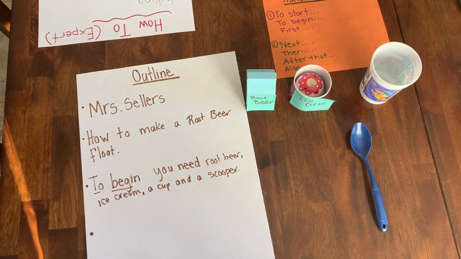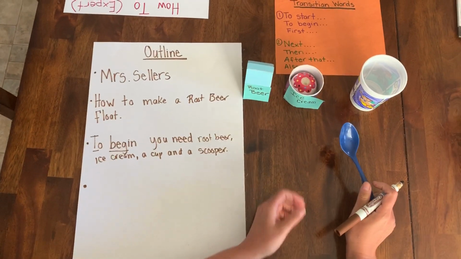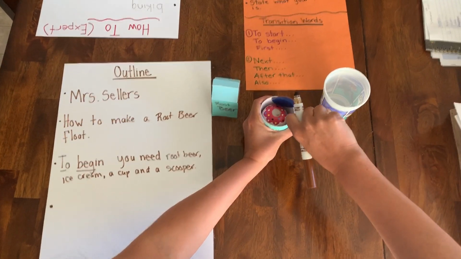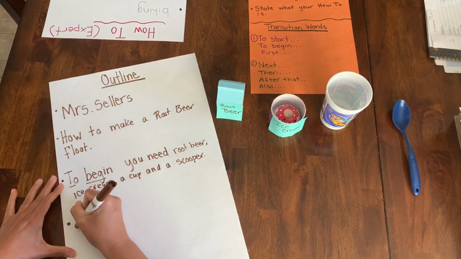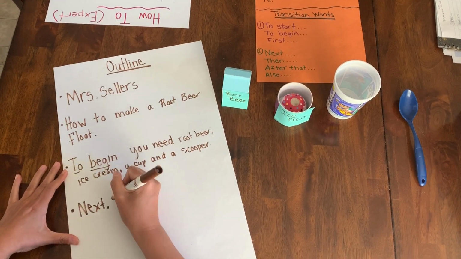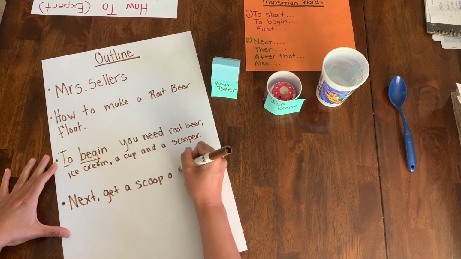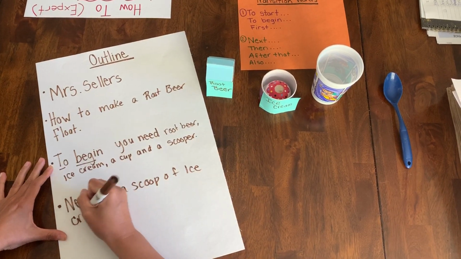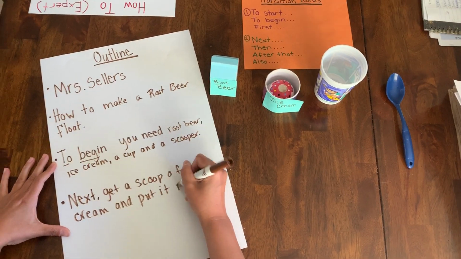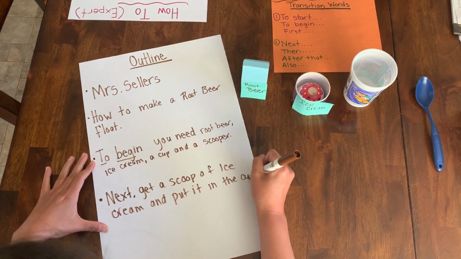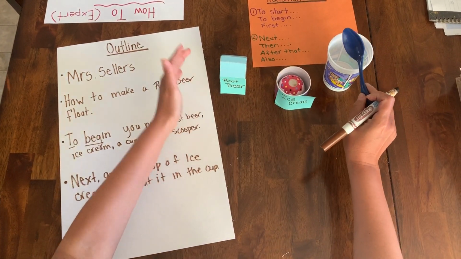For me, how I make a root beer float is, after I get this out, next, you get the scooper and you take a scoop of ice cream and put it in the cup. So that's what I'm gonna tell you. Next, get a scoop of ice cream and put it in the cup. So I've done my ice cream, I put it in there. I'm not done. I still have my next step.